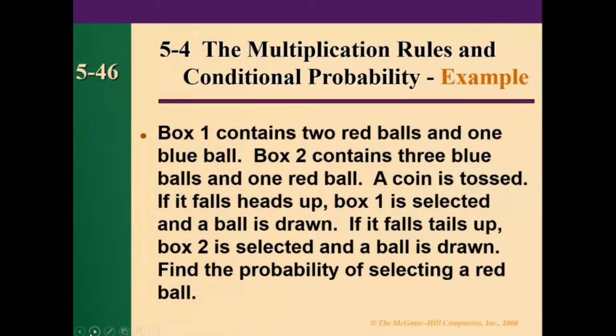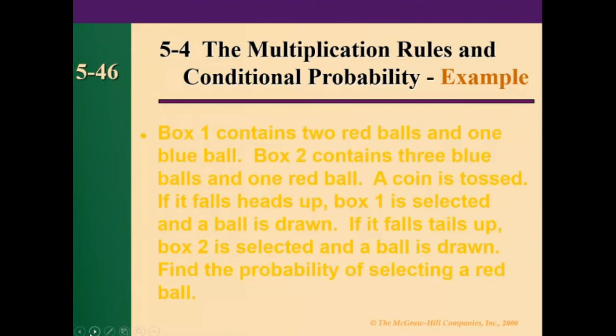Box 1 contains 2 red balls and 1 blue ball. Box 2 contains 3 blue balls and 1 red ball. A coin is tossed. If it falls heads up, box 1 is selected and a ball is thrown. If it falls tails up, box 2 is selected and a ball is thrown. So find the probability of selecting a red ball.